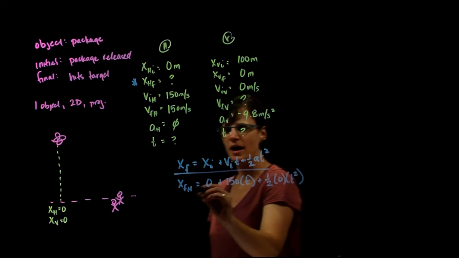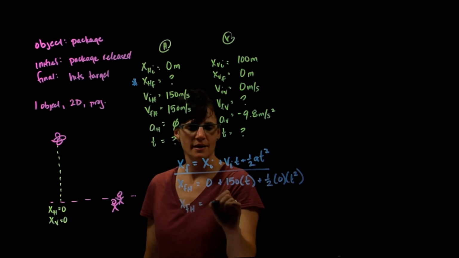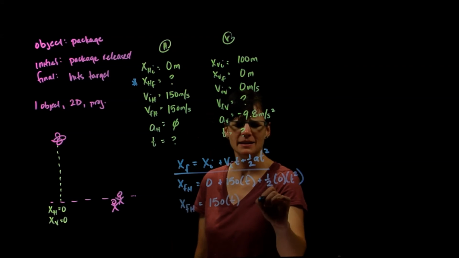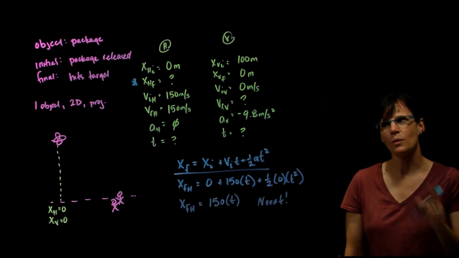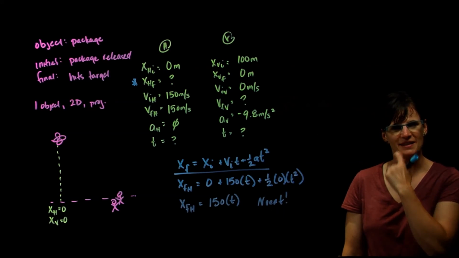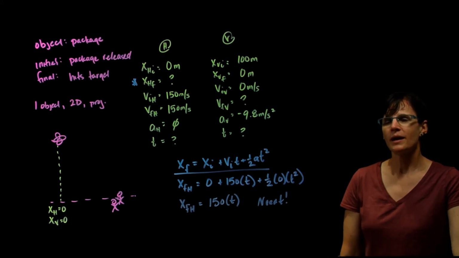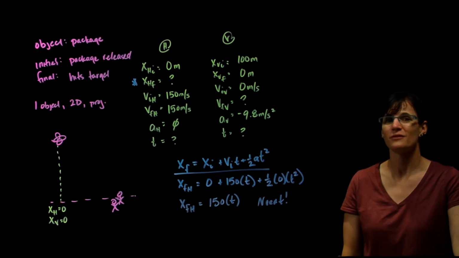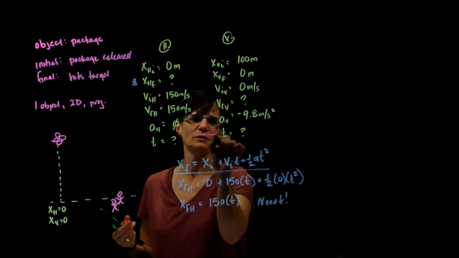All right, so x final, I'm just going to condense this equation, is equal to 150 times time. I need t to be able to know what my x final position is, so I know how far in advance I need to drop that package. Well, I can't get time from that horizontal list, but I sure can from the vertical list. So now I've become interested in this value.